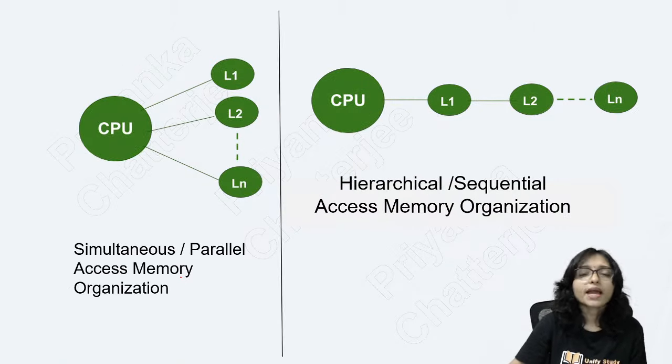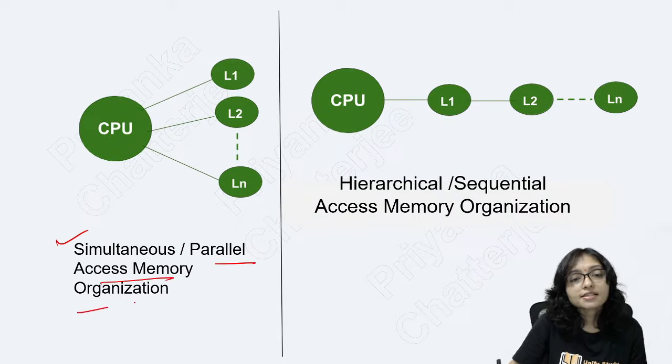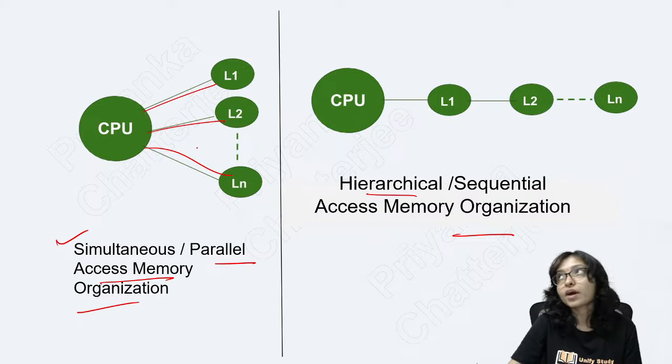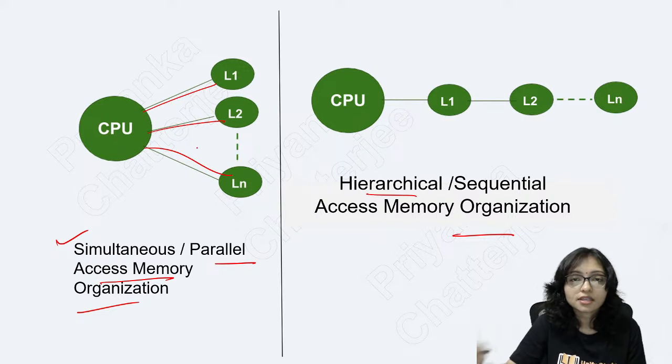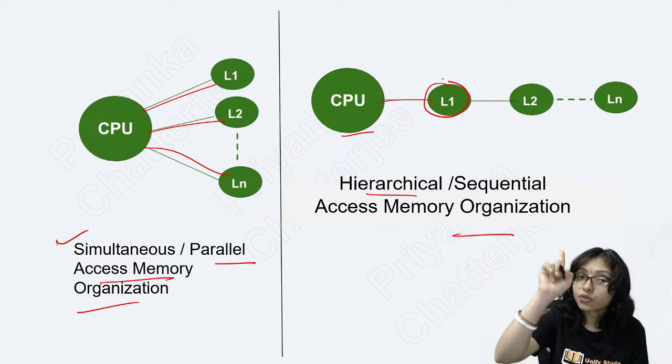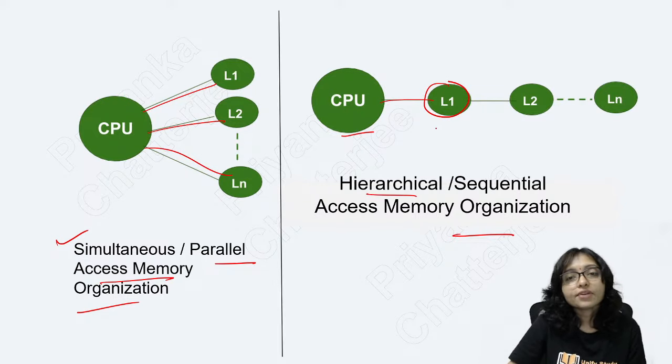Now, there are two types of access: one is called parallel access, another is hierarchical access. Parallel means the CPU directly accesses each and every level. But here the CPU is accessing only L1; the CPU is connected with only L1. If the data is not available there, then it will go to L2. L1 will ask L2.